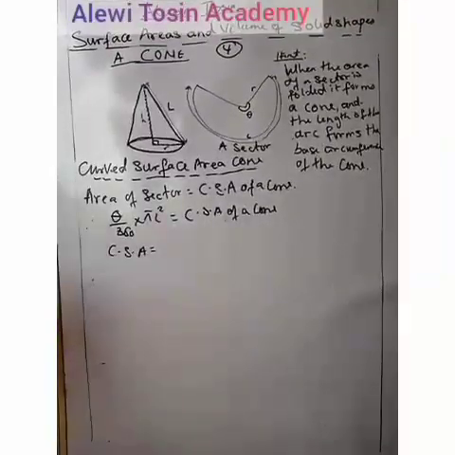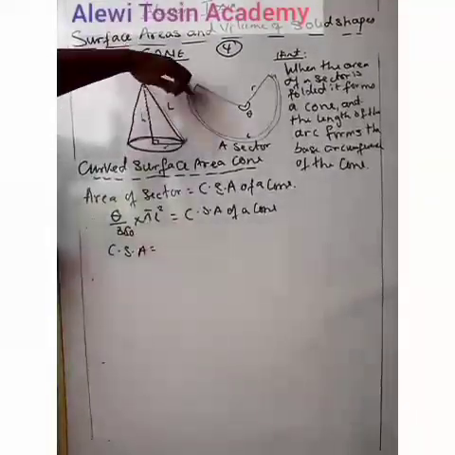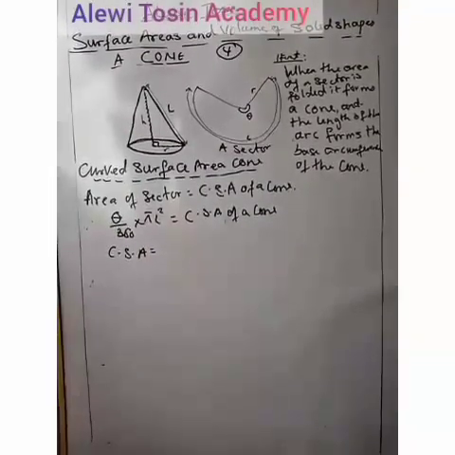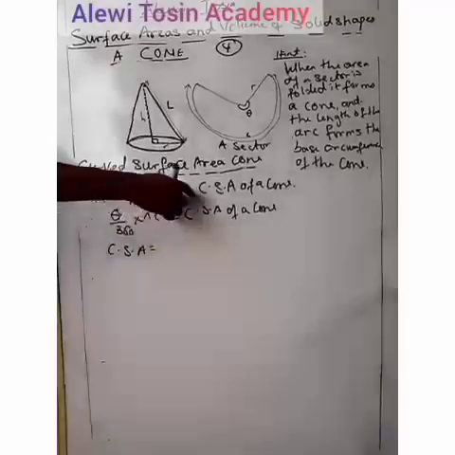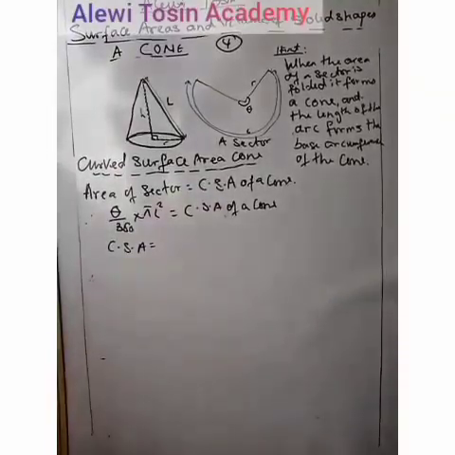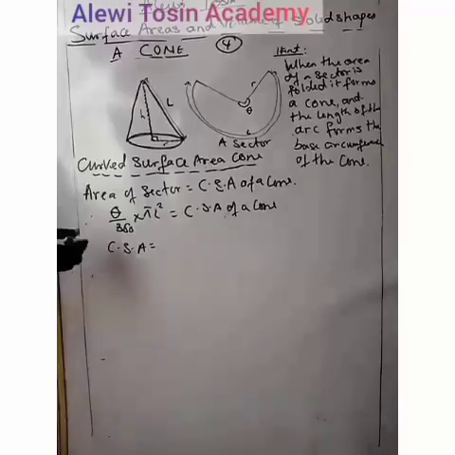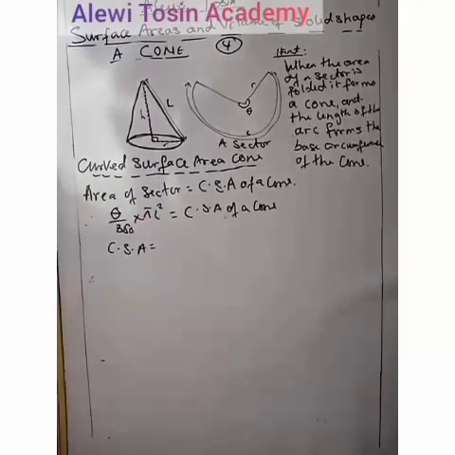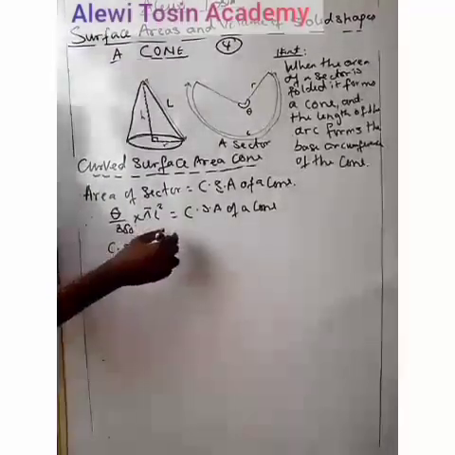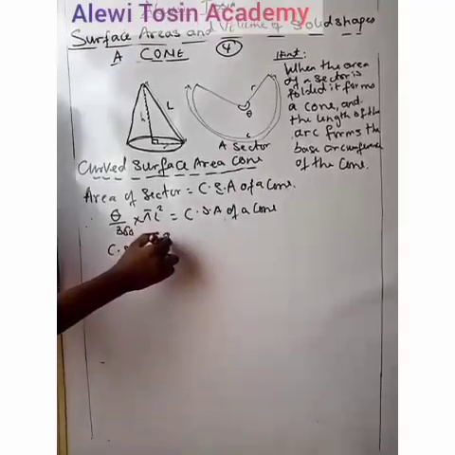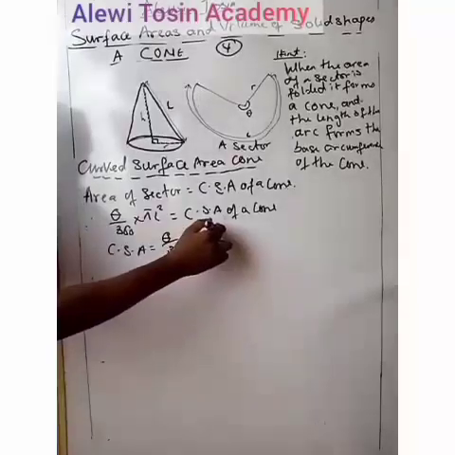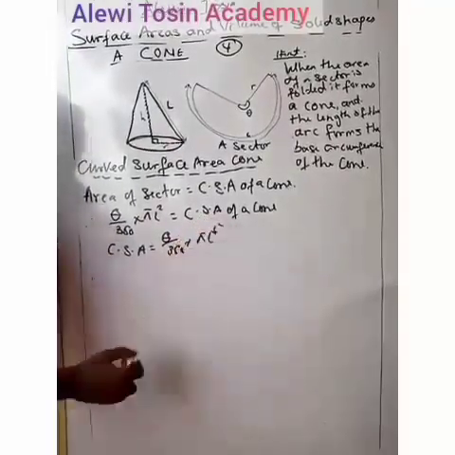Okay, now let's take the curved surface area, the round part of the cone. We said it can be gotten by folding the area of the sector. The area of the sector is given as theta over 360 times pi L square. So with this now, we can say that our CSA is theta over 360 times pi L square.